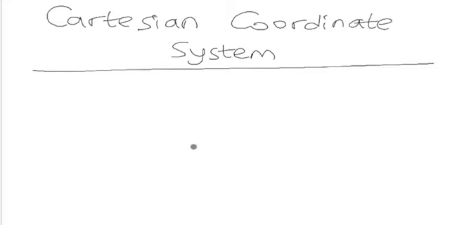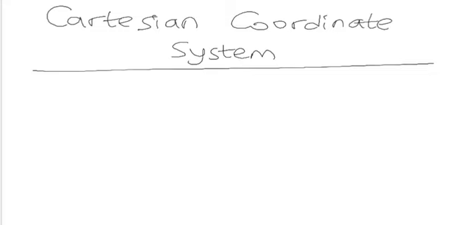Our topic for today is the Cartesian coordinate system. When you talk about the Cartesian coordinate system, it's a method of locating a point or graphing an algebraic function using a set of real numbers that we call coordinates. So we're talking about the coordinate system.